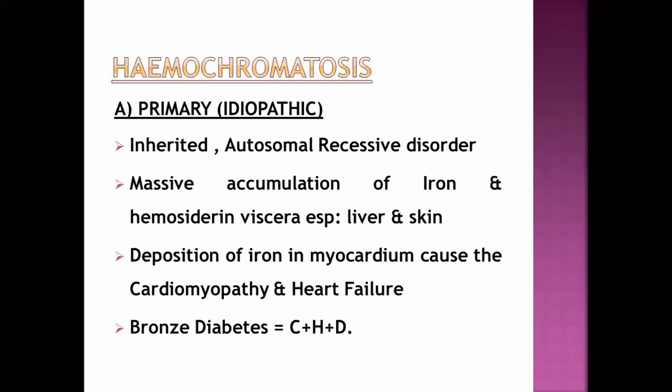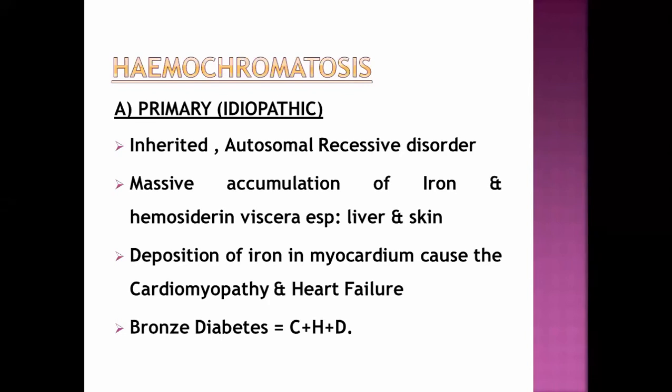Inherited primary hemochromatosis is an inherited disorder, an autosomal recessive disorder. Massive accumulation of iron and hemosiderin occurs in the viscera, especially the liver and skin. Deposition of iron in the myocardium causes cardiomyopathy and heart failure. In hemochromatosis, there is a chance of developing diabetes, and that type of diabetes is known as Bronze diabetes.